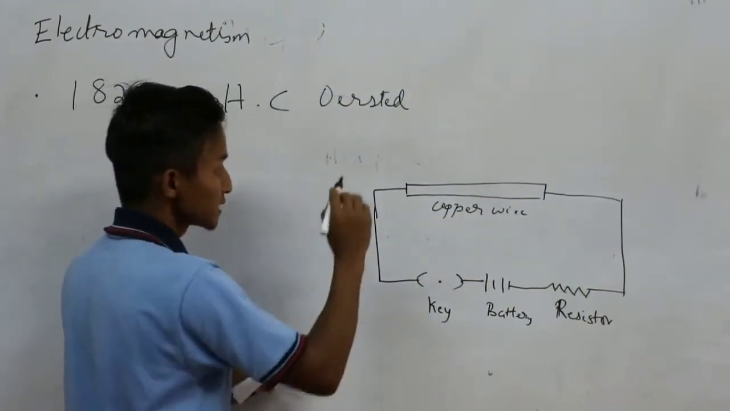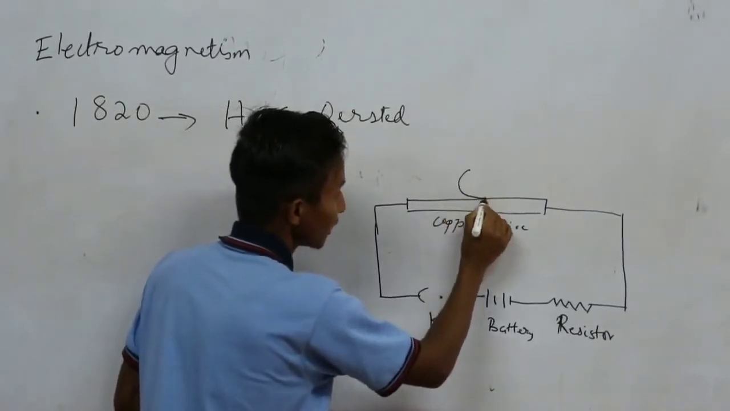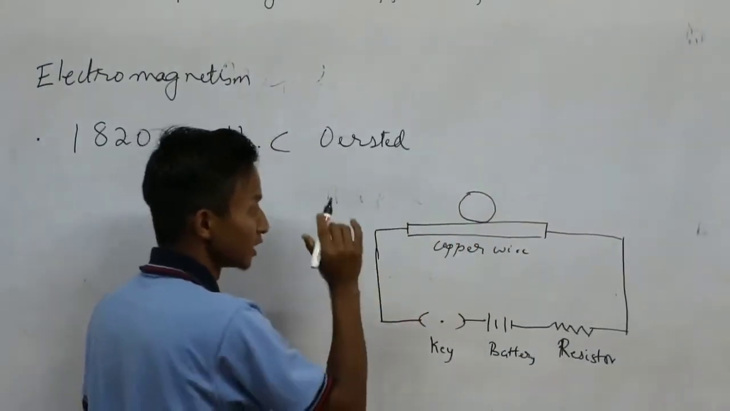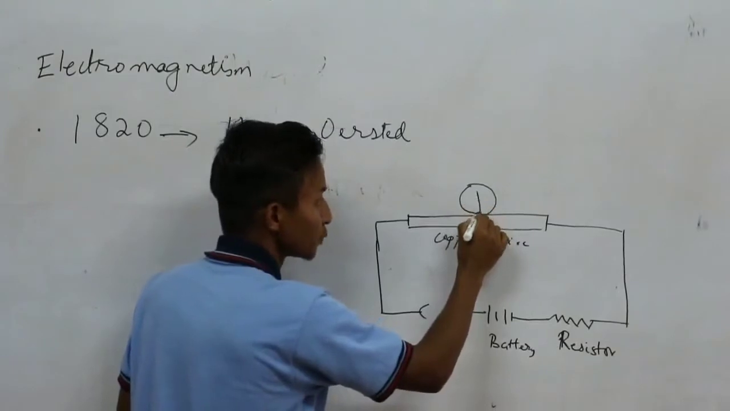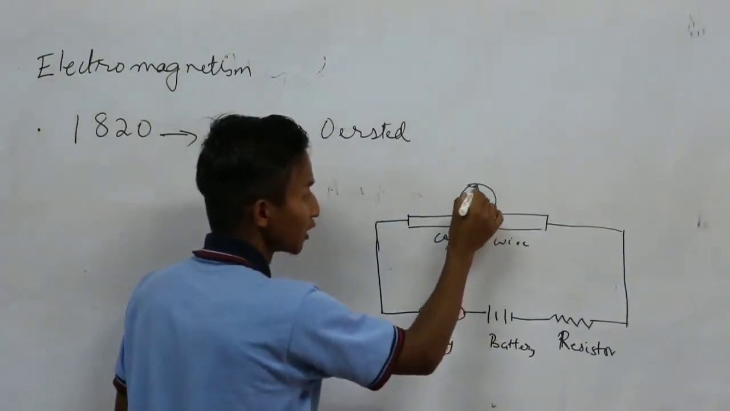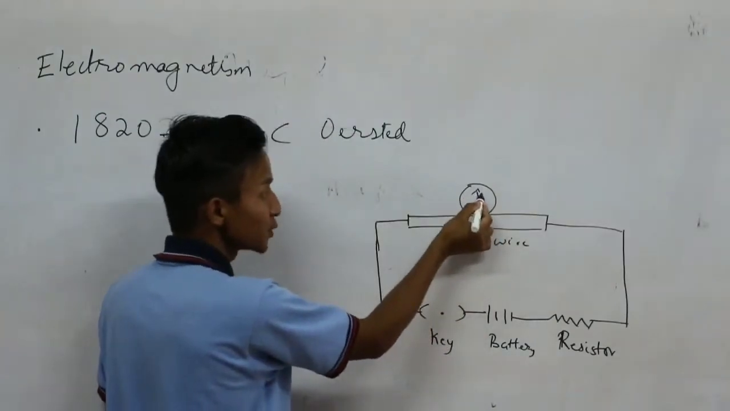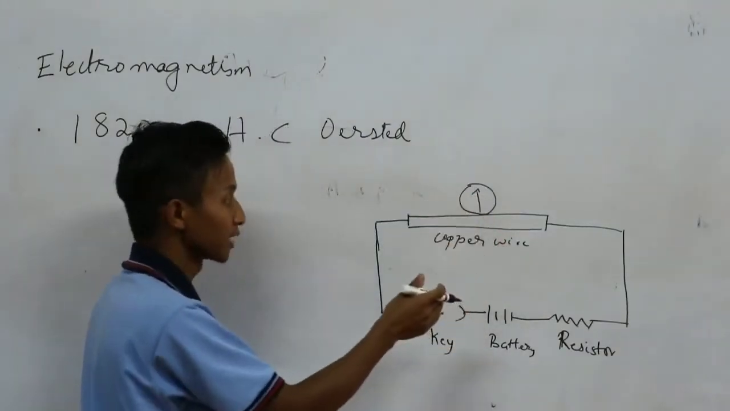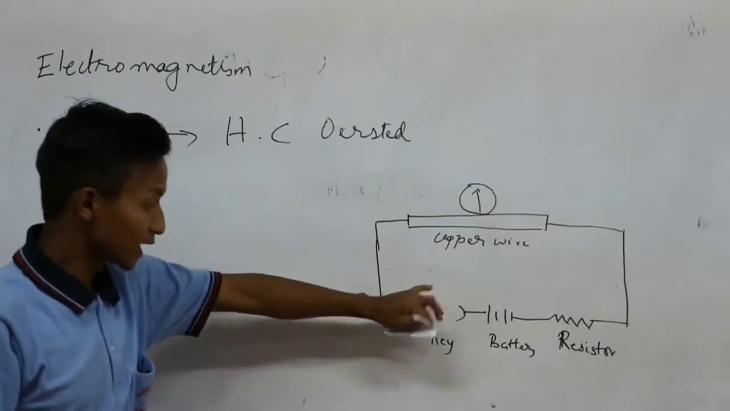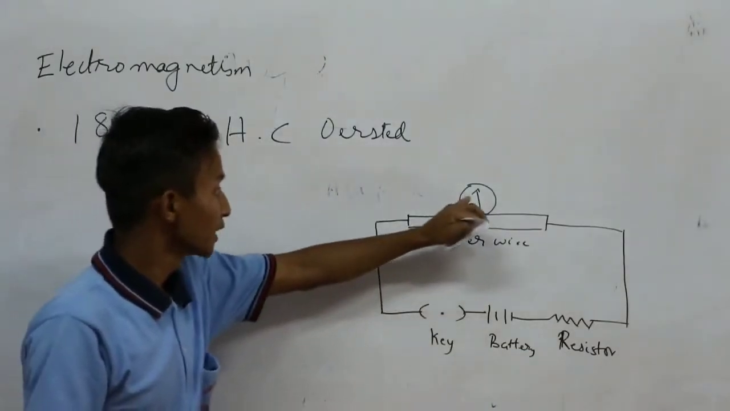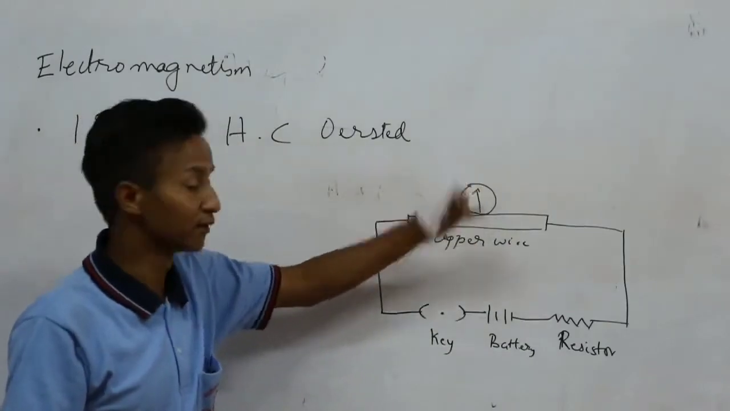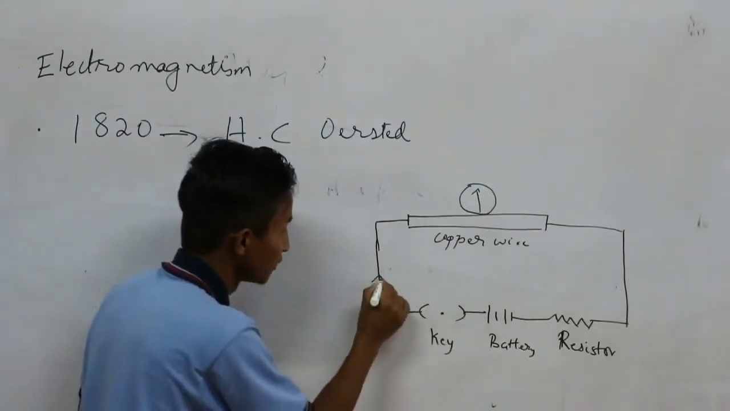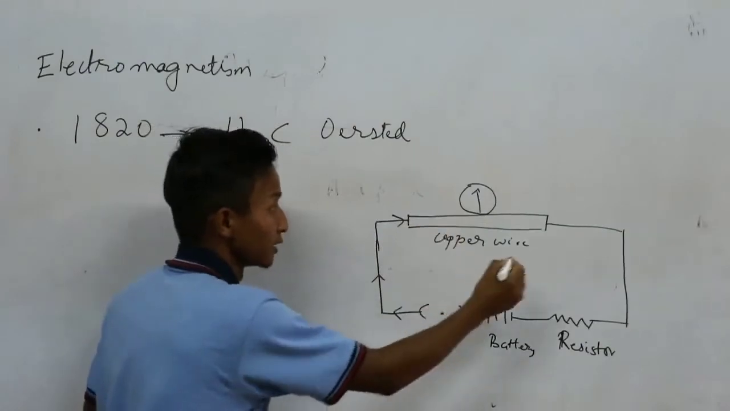Next, Oersted put a magnetic compass near this wire, and here we should know that the pointer should point in a north-south direction. As you can see, one end of the pointer points in the north direction, and the other end points in the south direction. At first, there is no current here, so there is no deflection on the magnetic needle. When you close the key, the current is on, so the current will flow and pass through this wire.